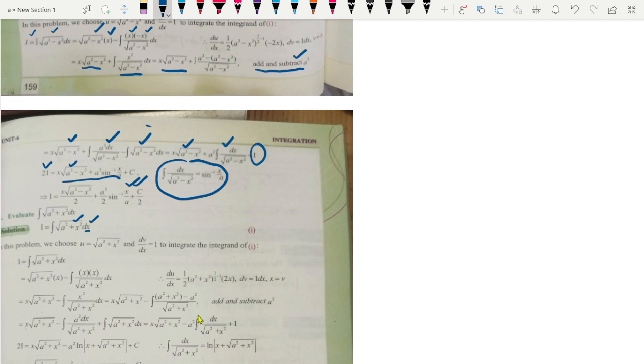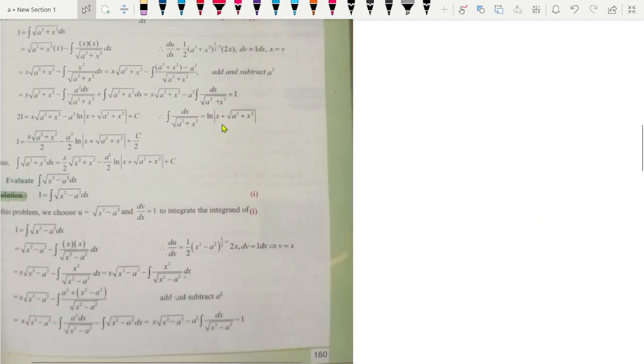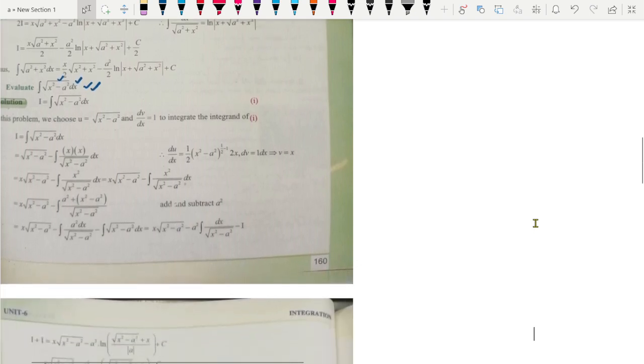Similarly, putting the values, adding a square in the numerator and finding the integrals of all the terms. This question is similar to the previous one. So this is equal to u and this is equal to dv, and simplify this one in a similar manner.